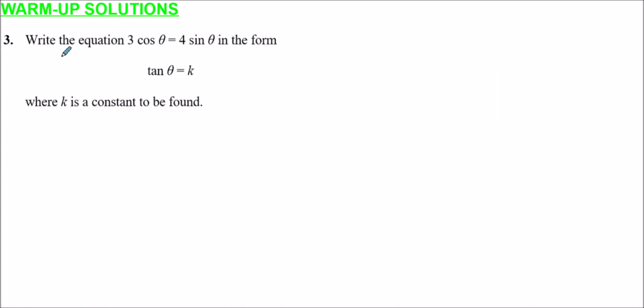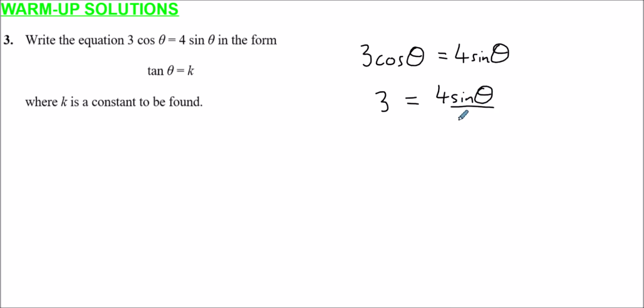Question 3. Write the equation 3 cos theta equals 4 sin theta in the form tan theta equals k, where k is some constant to be found. So what we can do here is just, first of all, rewrite this as 3 cos theta equals 4 sin theta. If we now divide both sides of this equation by cos theta, we would get 3 equals 4 sin theta over cos theta.